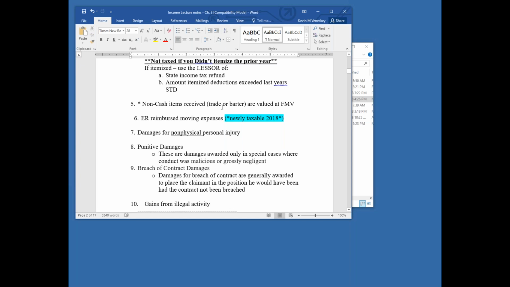Non-cash, this would be if you traded two services. Say you're a dentist, and there's a guy who shovels snow, and you say you'll give him a free cleaning if he comes and shovels your driveway. Whatever you would have normally charged any normal person that's not trading, that's how much you have to include in your income, even though you didn't receive any. So any barter or trades do have to be recorded.